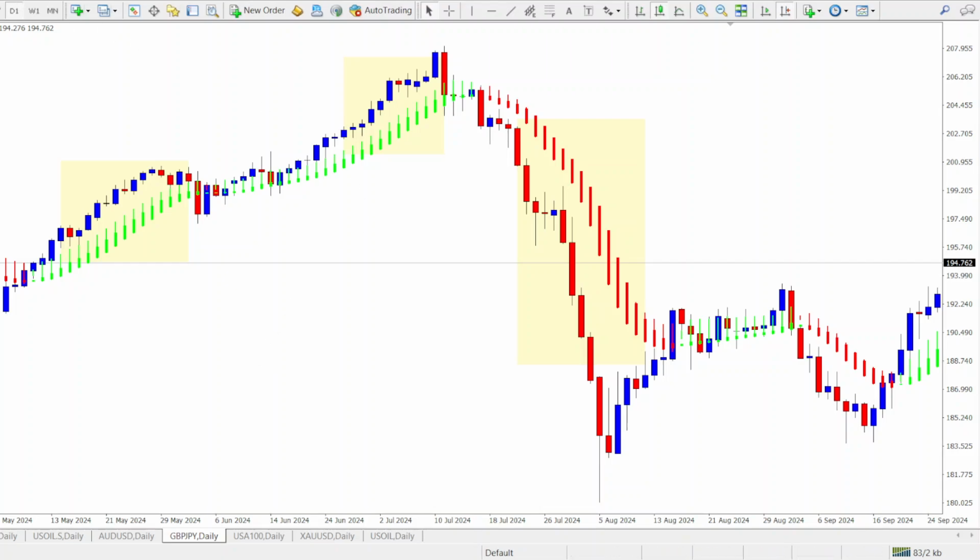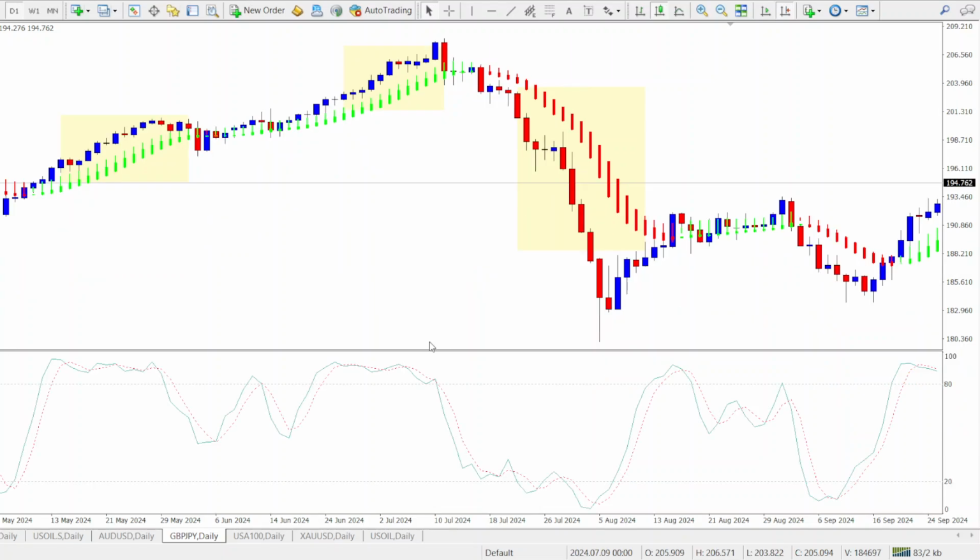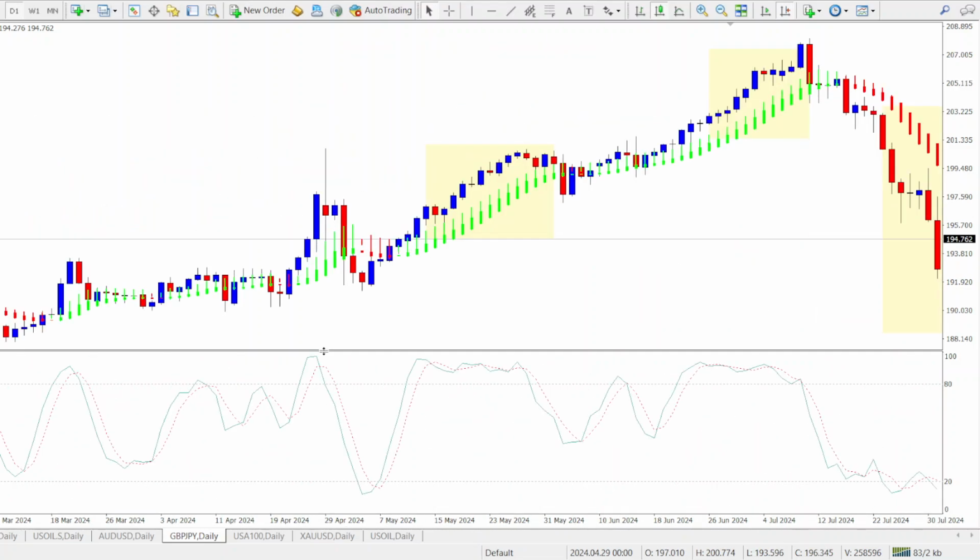Now let us just add on the stochastic oscillator. Let us add on a momentum indicator. You can decide to use RSI or stochastics or MACD or even other trend following indicators, just to confirm your entries and your exits.